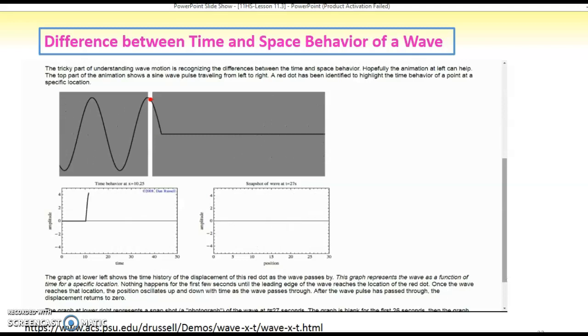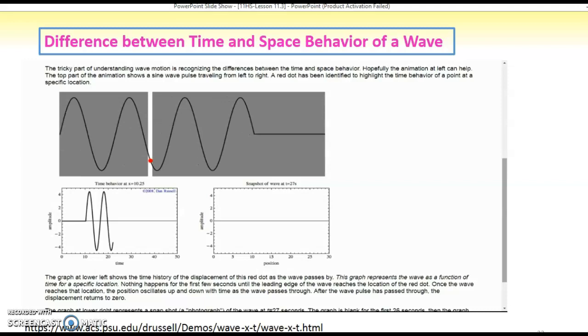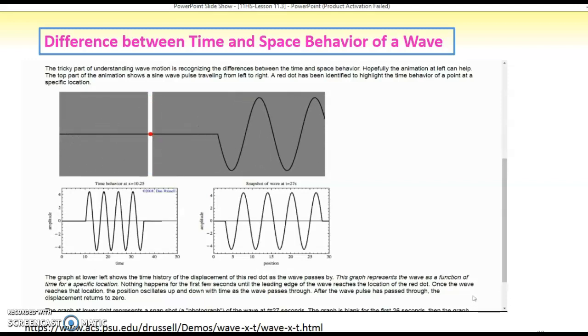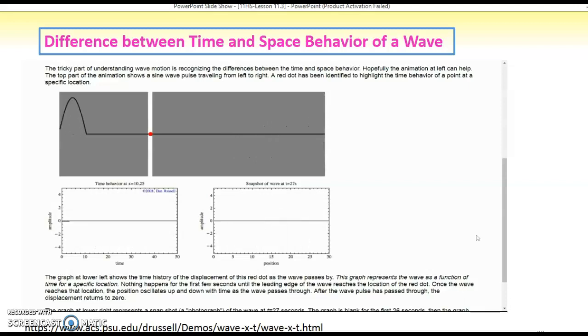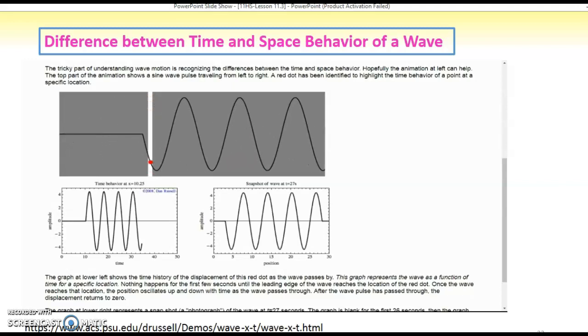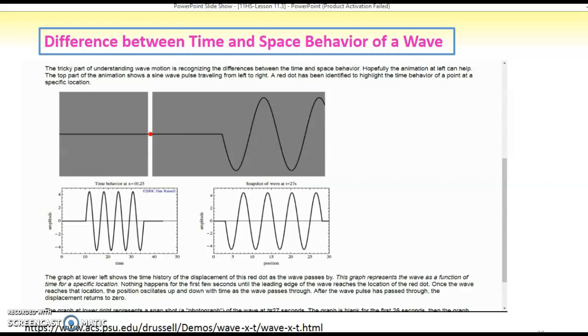So what is the difference between time and space behavior of a wave? The tricky part of understanding wave motion is recognizing the differences between the time and space behavior. Hopefully the animation at the bottom here can help. The top part of the animation shows a sine wave pulse traveling from left to right.